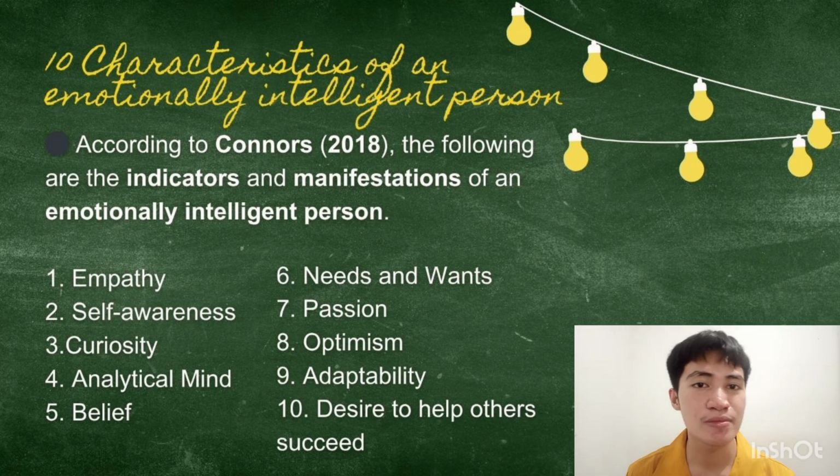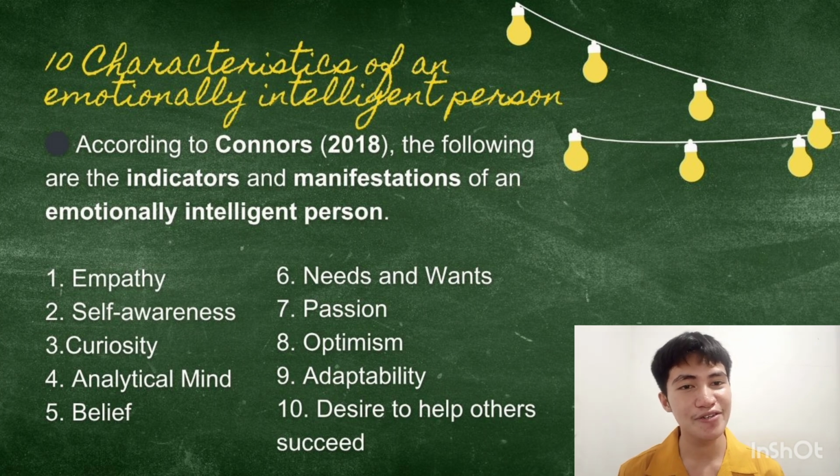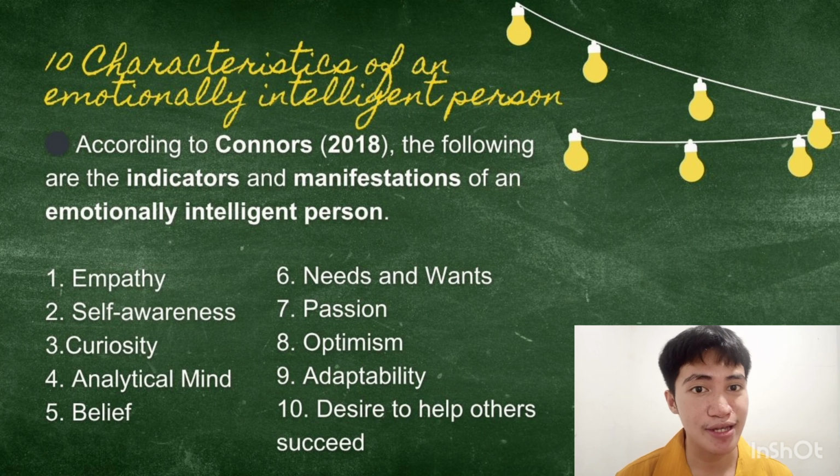Number five, belief. Belief is having confidence in yourself and trusting that good things can happen, even if the path is difficult. Let me give you an instance. You didn't win the contest, but you tell yourself, "I'll try again next time. I know I can do it."